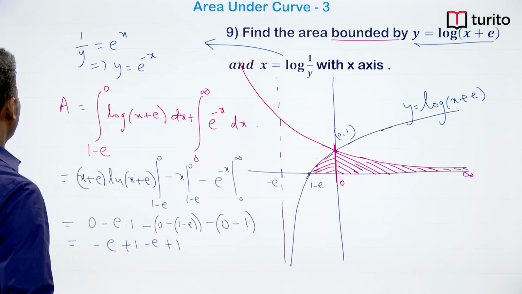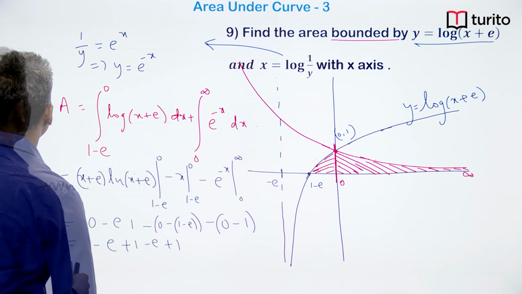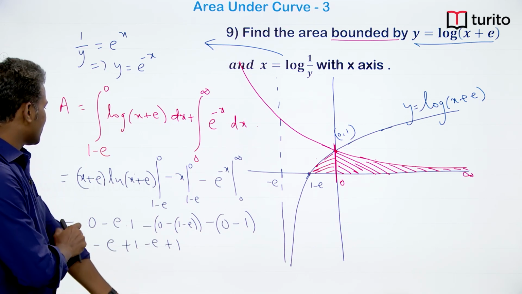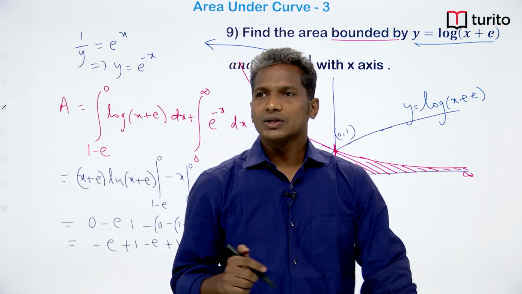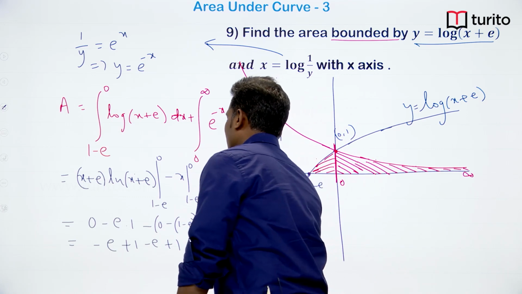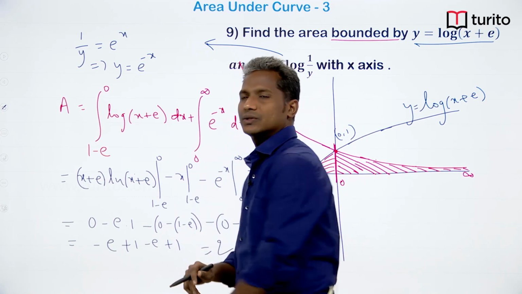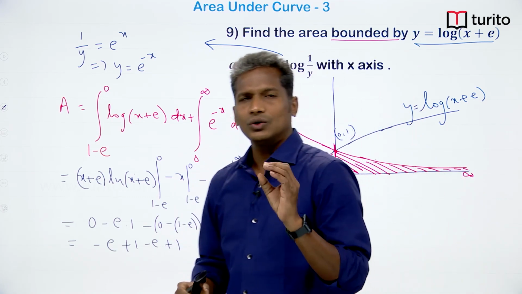There must be some kind of mistake here. Okay, so there must be some kind of error here, some simplification error. So, you must be getting the value here to be 2 only. Okay, so just check if you are getting the value 2 or not.